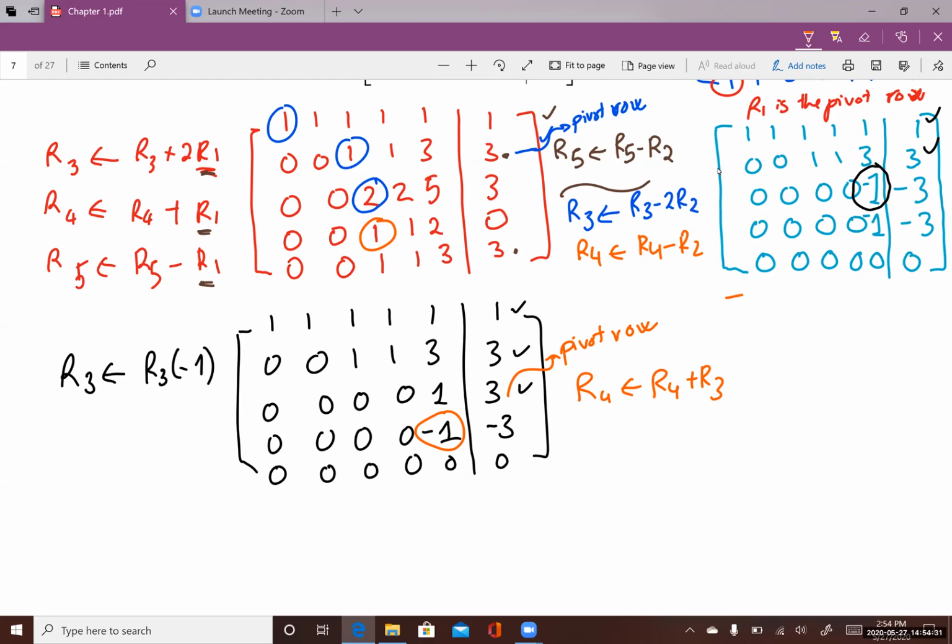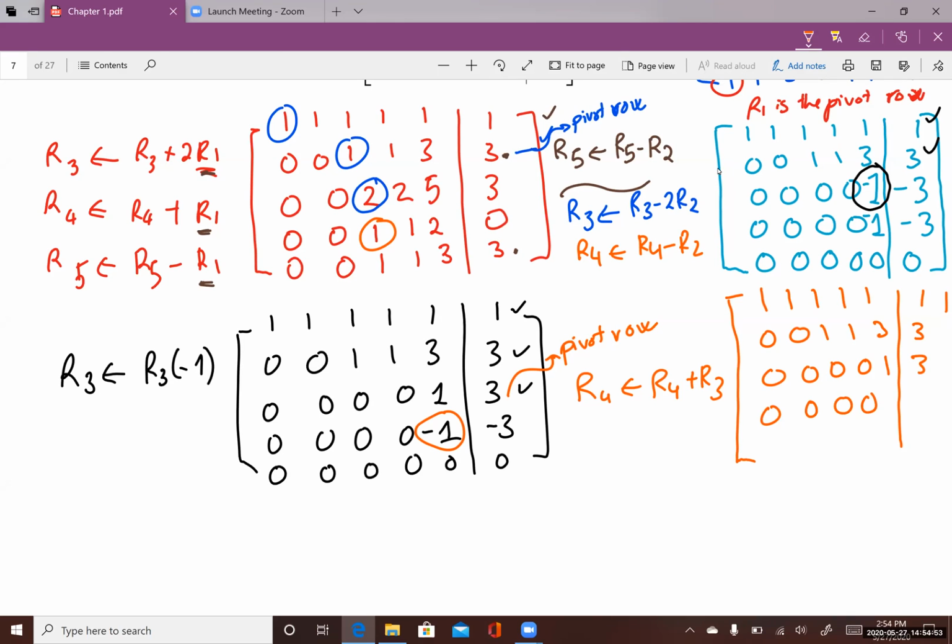Okay, let's see. Then again, I still have my first row. I still have my second row, which is already in good shape. The third row is a pivot row right now. That means it's already in good shape. The fourth row now has been transformed to -1 plus 1 is 0, -3 plus 3 is also 0, and the last row is still a 0 row.